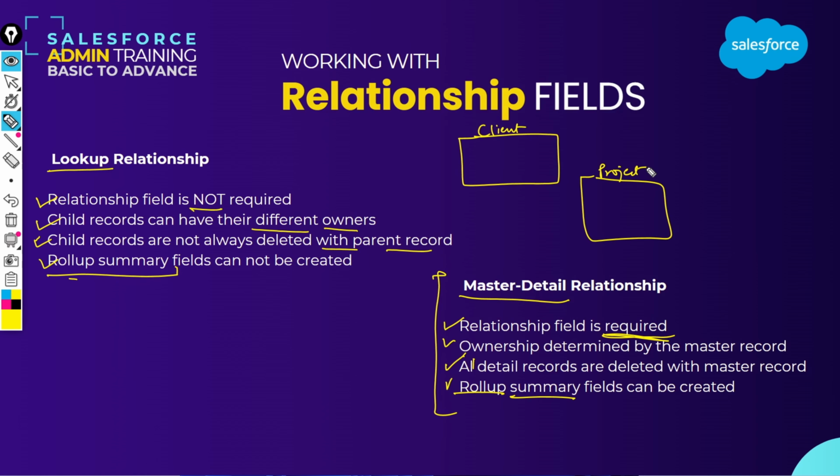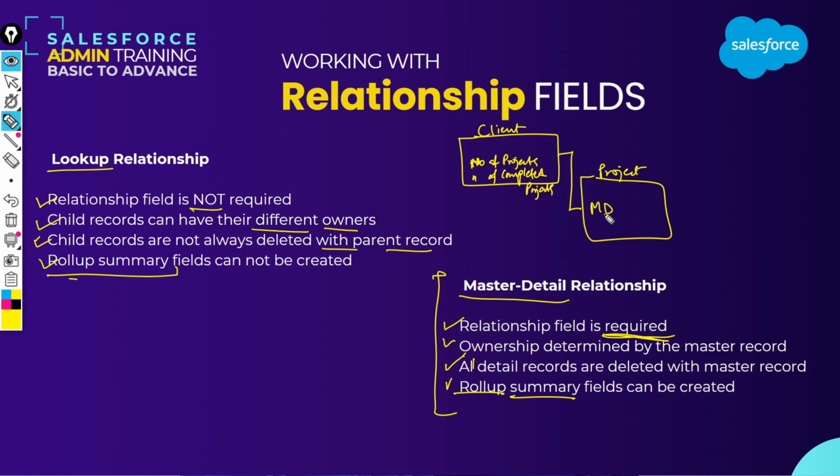right? So in the data model, we do have a requirement of two roll-up summaries. One is number of projects and number of completed projects, right? So here, if I want to leverage the roll-up summary field, it would make sense for me to create a master-detail relationship here, all right?